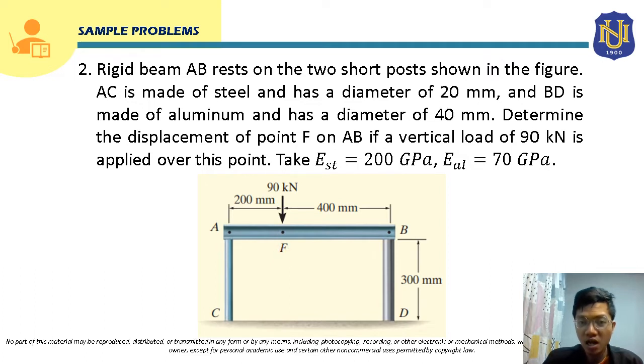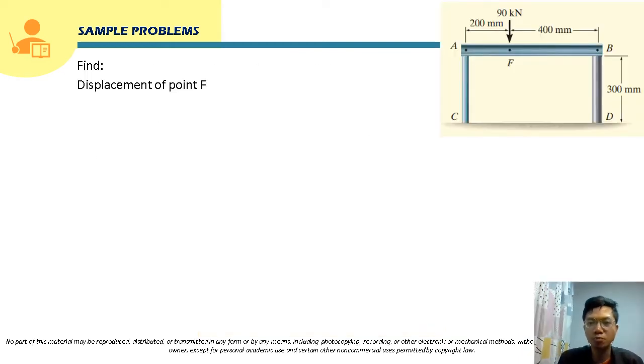Let's solve this problem. We are going to solve the displacement of point F upon application of this 90 kilonewton force on rigid beam AB. This post AC and post BD will deform since they will be compressed. To solve for that internal compressive force, we have to solve first for the reactions at A and B.